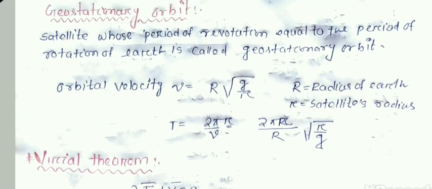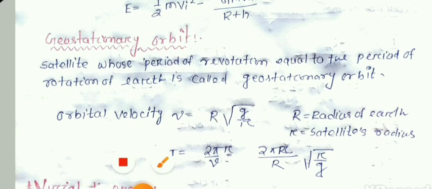Now let us jump to the artificial satellite. The total energy of the artificial satellite will be half m v square minus G m1 m2 divided by r plus h. Here r is the radius of the orbit and h is the height of the satellite from the surface of the earth.